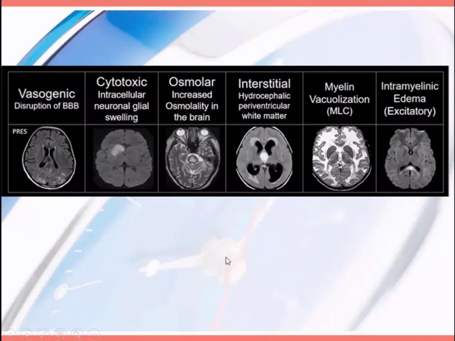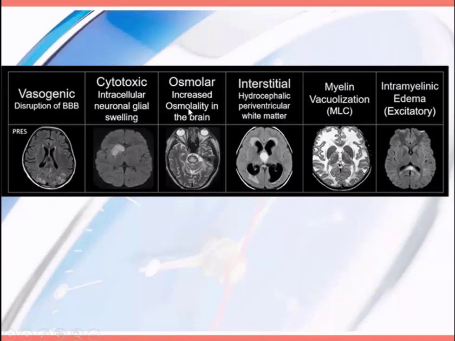So then we come for what are the types of edema. We have many types of edema in the brain. We have the vasogenic edema, which is the most common, and the cause is the disruption of the blood-brain barrier, like in PRES, the posterior reversible encephalopathy syndrome, which appears in hypertensive patients, and it has posterior and subcortical predilection. Then we have the cytotoxic edema, which is the most commonly known in infarction and ischemia. It is due to intracellular neuronal glial swelling, and the cause is the sodium-potassium pump disruption.